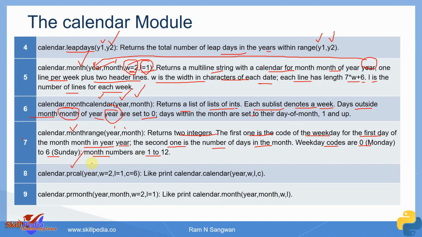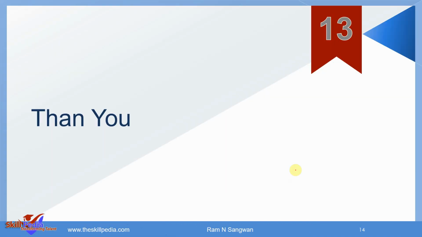Then we have prmonth. This prints the calendar like this, per month, that is, it prints the month. It prints the calendar month with the format month, year, w, l. So this is the calendar module. You need to try out the different examples, passing different values with different formats, to understand more about this calendar module. That's all for session 13. Thank you very much.